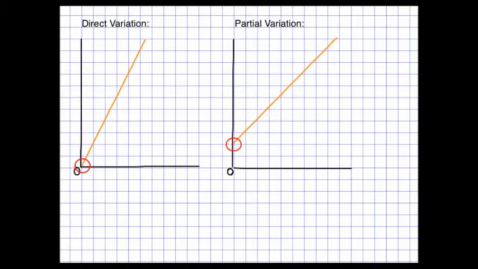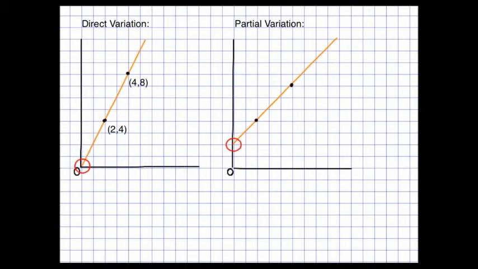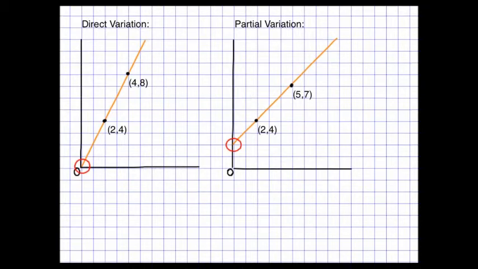If given a graph with a linear equation, you must solve for y and x using coordinates. In this example for direct variation, the coordinates are (2, 4) and (4, 8). In the partial variation example, the coordinates are (2, 4) and (5, 7). Keep in mind that you may choose any points on the line to use as your coordinates.